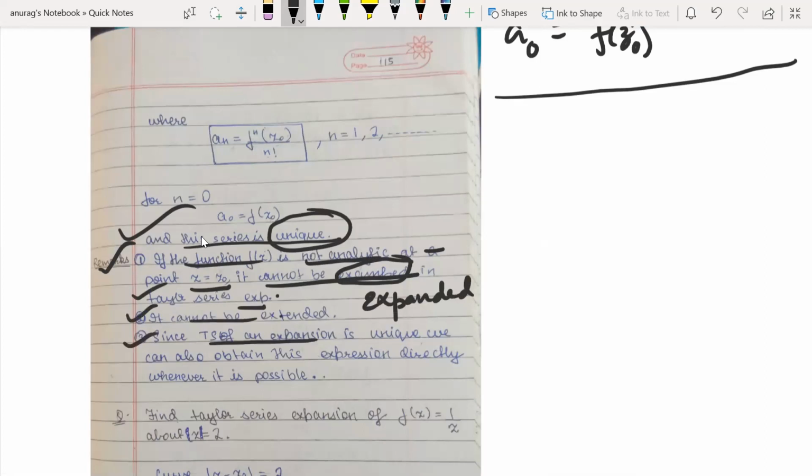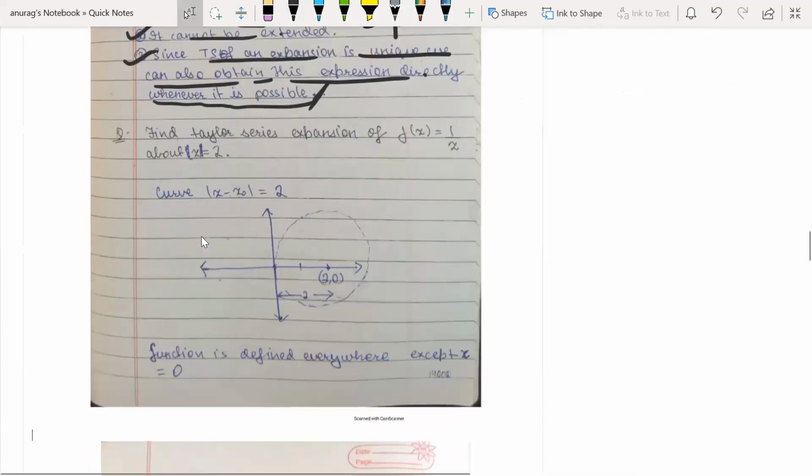Since the Taylor series of any function is unique, we can use any method to obtain this expression directly, whatever is possible. We can apply the derivative method, or even the binomial expansion if the function is given in polynomial form. I will discuss both methods here. For the polynomial case, it is actually very easy.